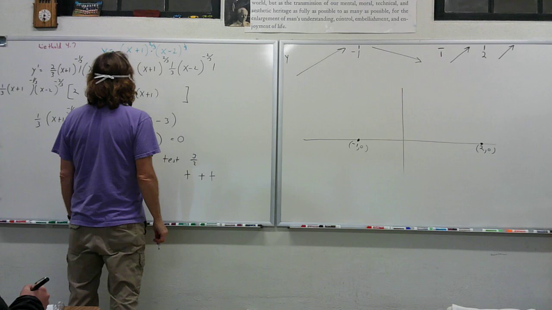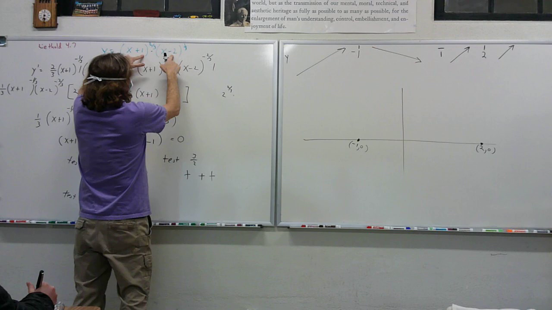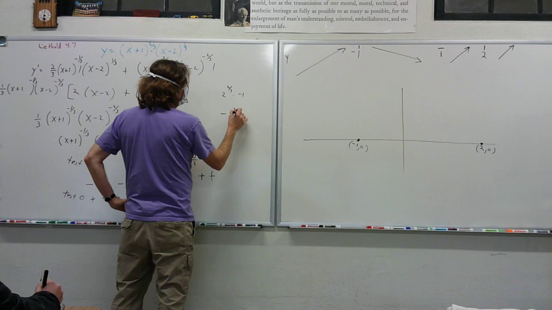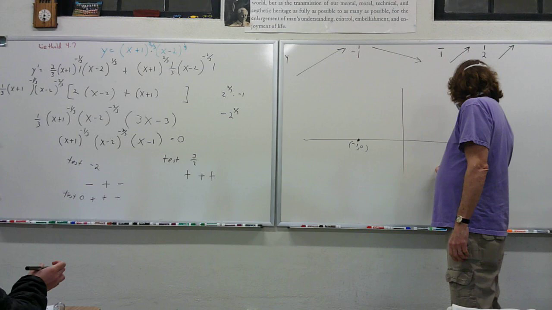Put a 1 here, you get 2 to the 2/3 times negative 1 to the 1/3. So you get negative 4 to the 1/3 or negative 2 to the 2/3. That's your y value. The only thing I care about is that it's down here. Okay?